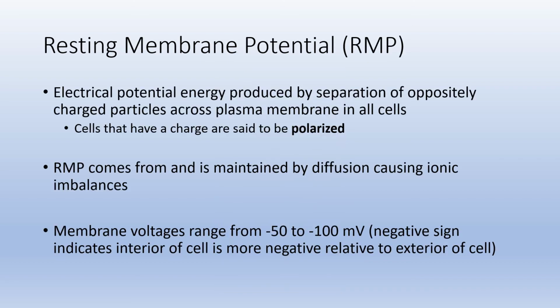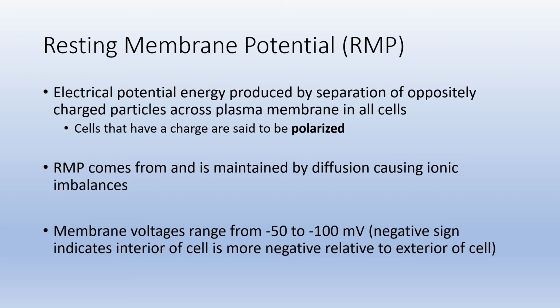The last thing we need to address with regards to the plasma membrane of a generalized cell is this membrane potential. This membrane potential exists at the plasma membrane and is produced by the separation of these charged particles. Remember, sodium and potassium both carry a positive charge. When they are in different areas, it establishes this membrane potential.